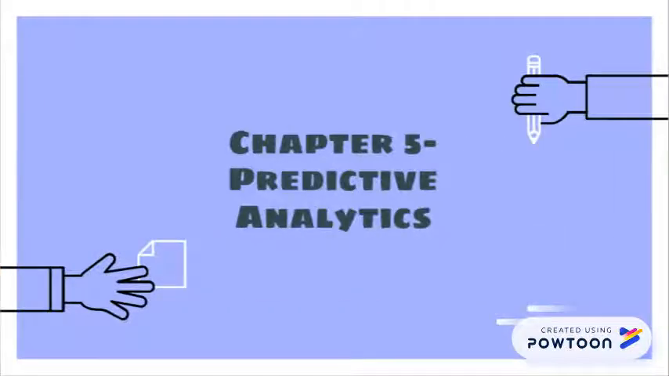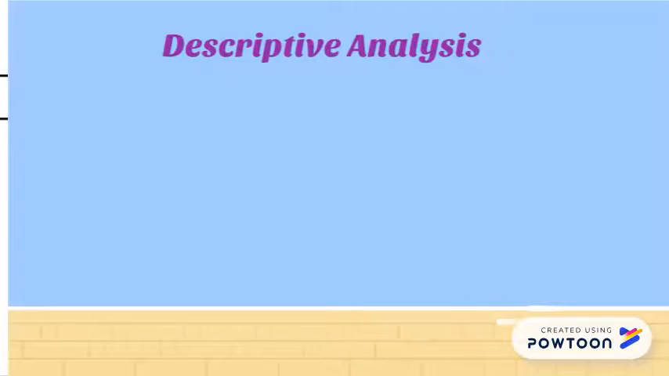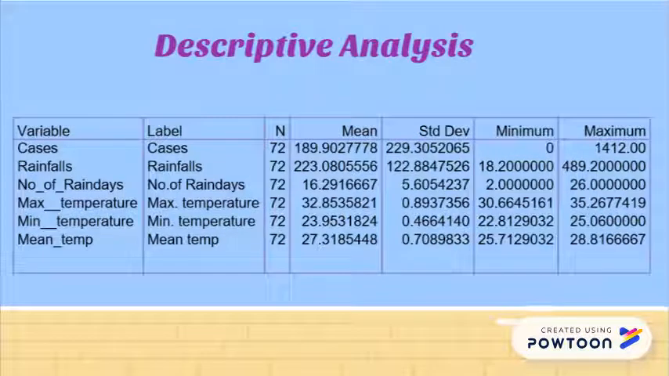Next is Chapter 5, Predictive Analytics. This is the descriptive analysis result. This analysis represents the distribution of each individual variable.